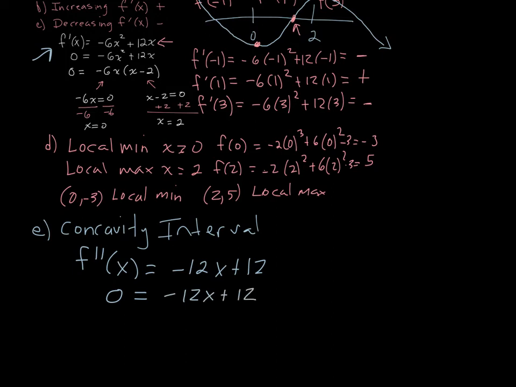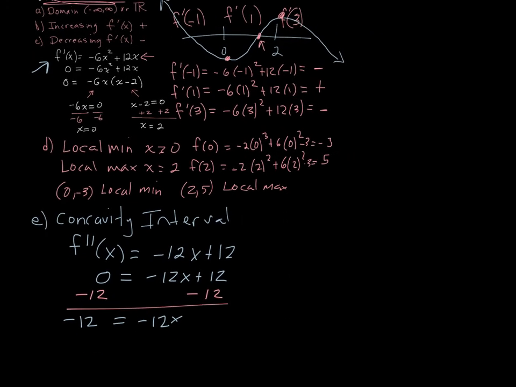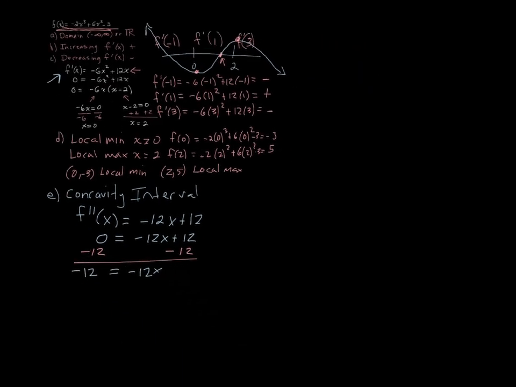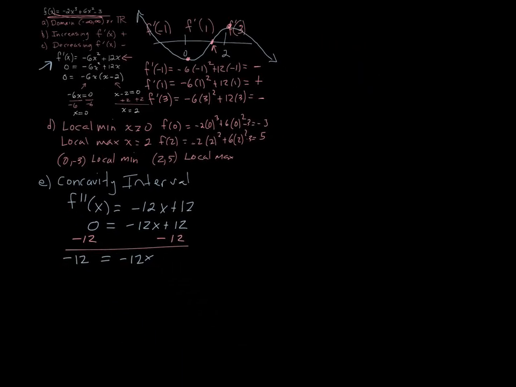So I can move the 12 to the other side, subtract it on both sides. I get negative 12 equals negative 12x. And then, of course, I can divide both sides by this negative 12. And I get x equals 1, which is my inflection point.